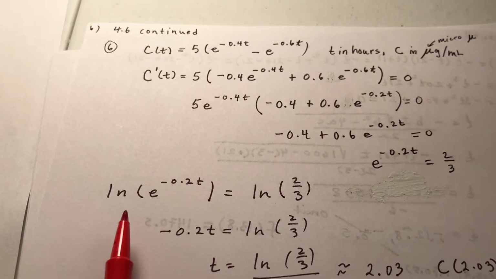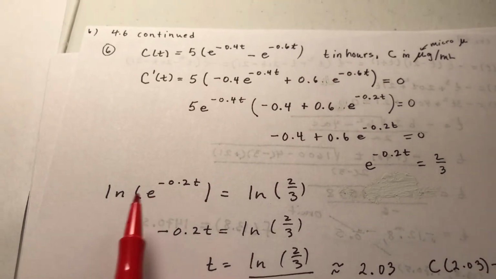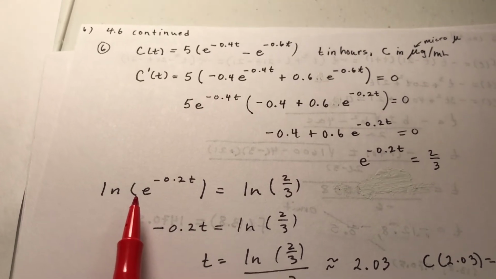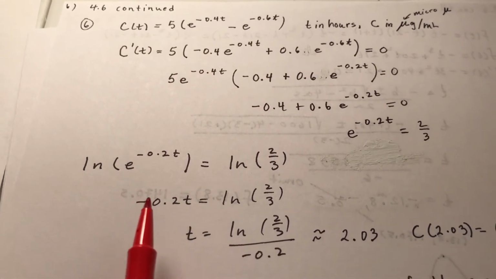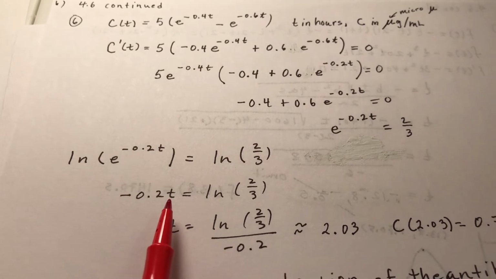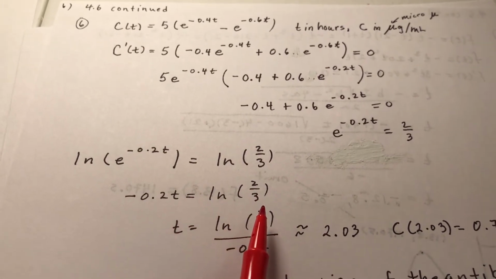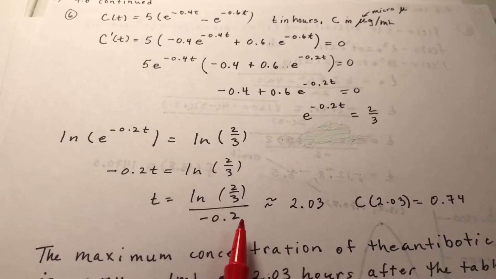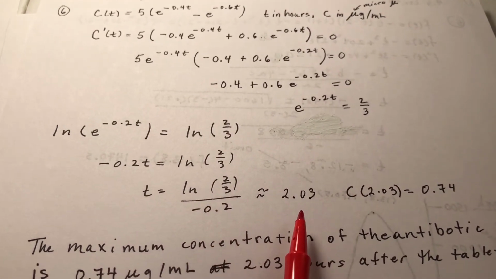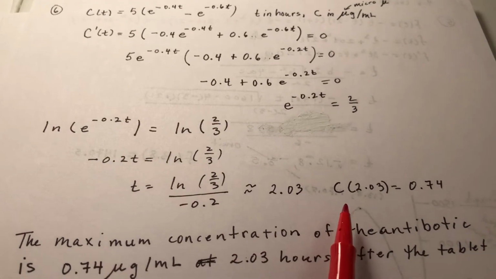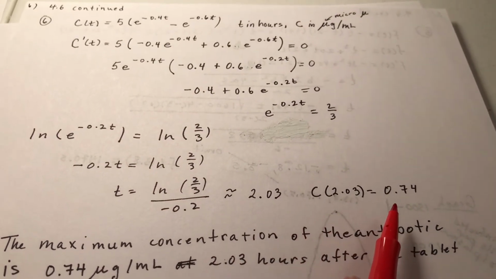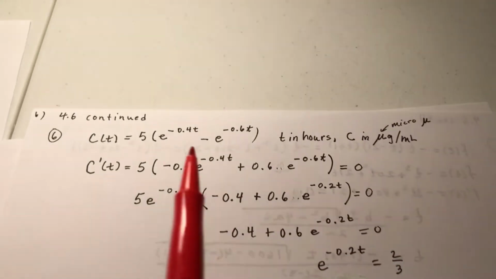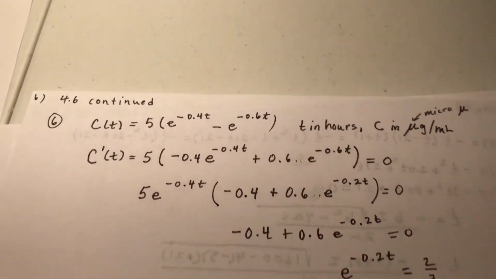Okay, and when you do that, the ln and the e, these functions are inverses of each other. So they sort of undo each other, and I'm left with negative 0.2 t equals ln of 2/3. Now divide by negative 0.2, put that in the calculator, and get 2.03. So about 2. And then I put c of 2.03 and I got 0.74. I just put that right back into the original function.